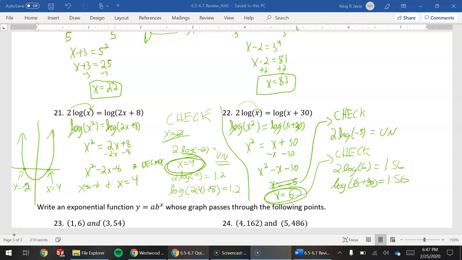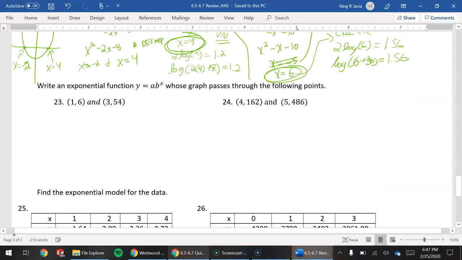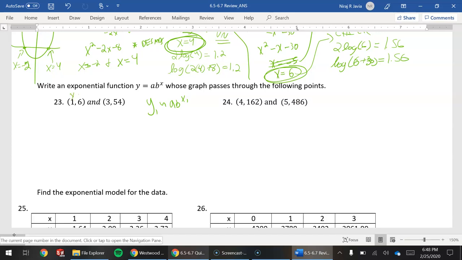So let us do number 23. So 23 and 24, if you're using Desmos, it says write an exponential function y is equal to ab to the x whose graph passes through the points. So in this section, we're going to use y1 squiggly ab to the x1. That is the default coordinates that we'll use. When you put your table in Desmos, you want to make sure x is this, y is this, x is this, y is that.